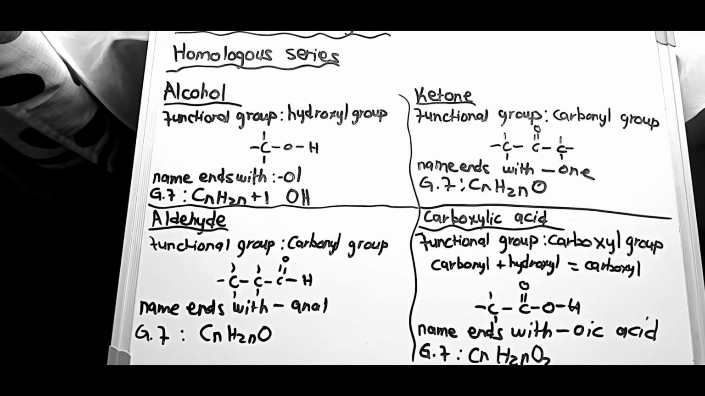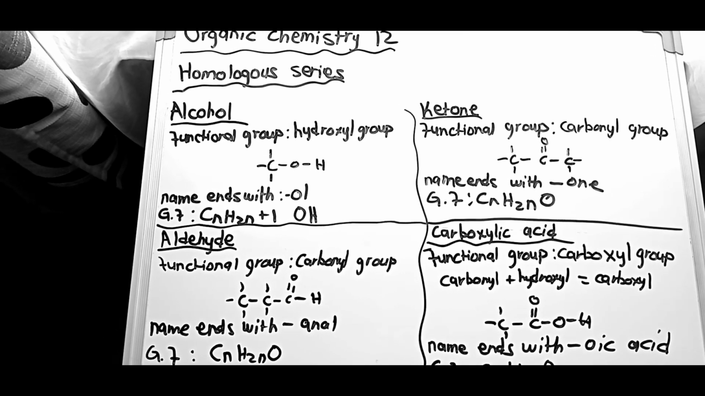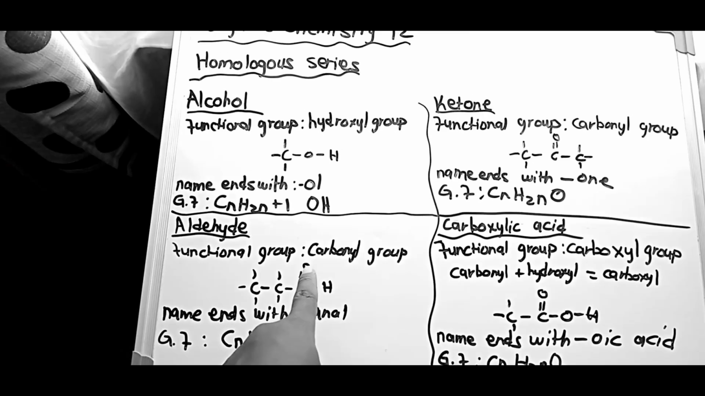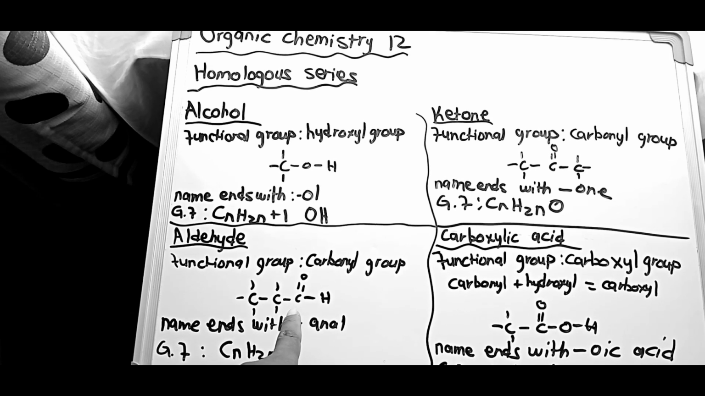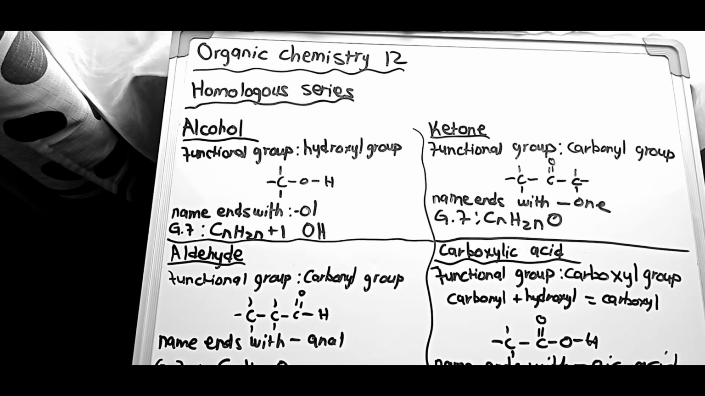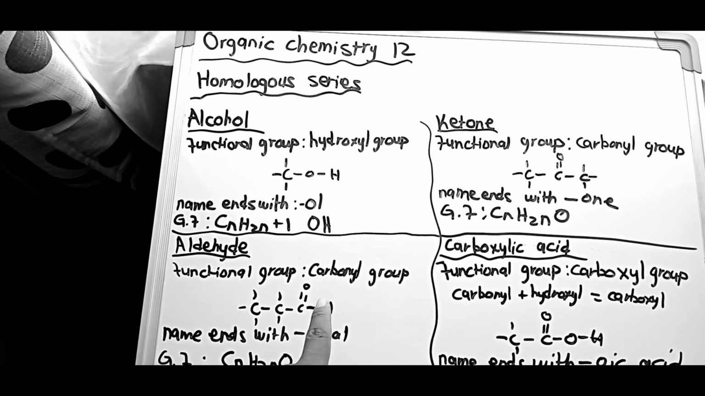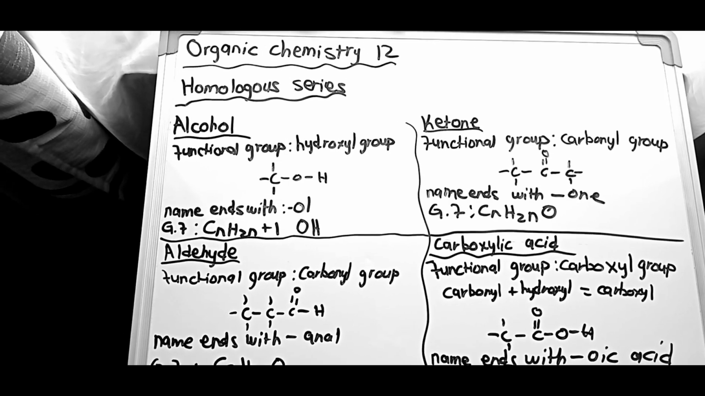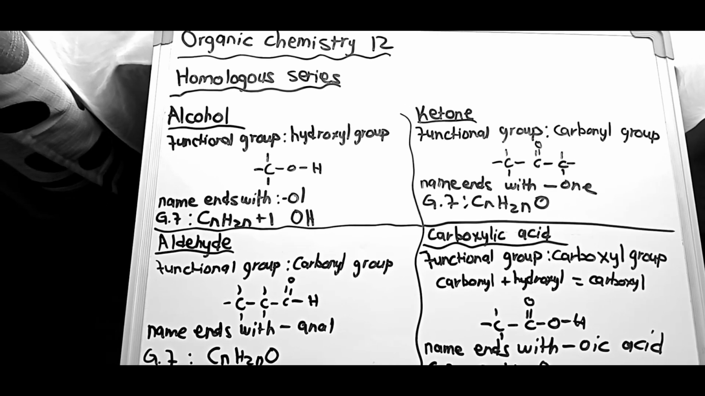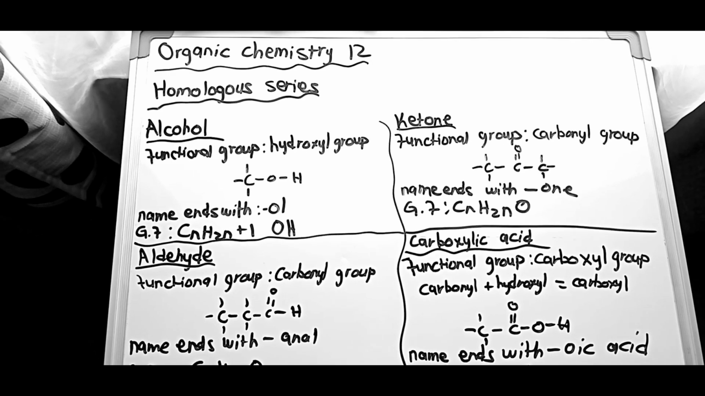So another homologous series is the aldehyde, right? What's more special about the aldehyde is that the double bond of oxygen is always bonded with the first carbon. It's either on the left hand side or the right hand side. But just know that if you see a double bond of oxygen bonded with the first carbon, it's an aldehyde. The functional group for the aldehyde is the carbonyl group. The name ends with "-ana", pentanal, methanal, hexanal, and so forth.